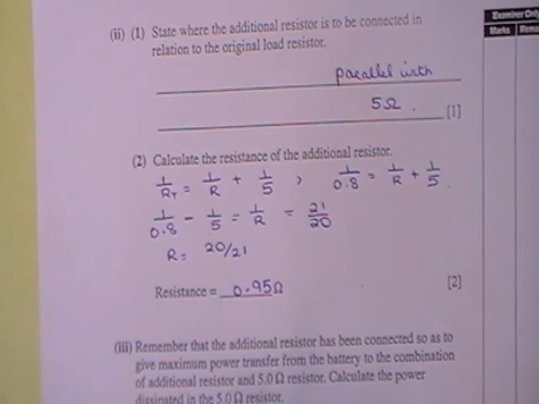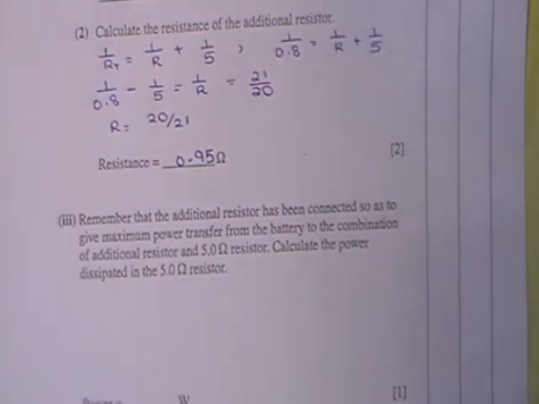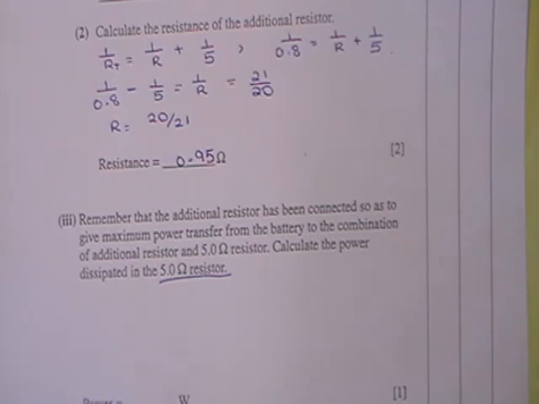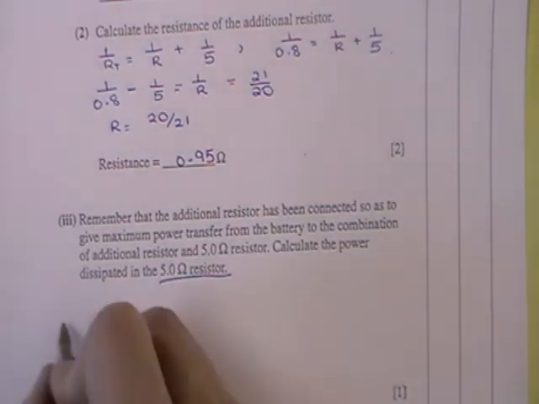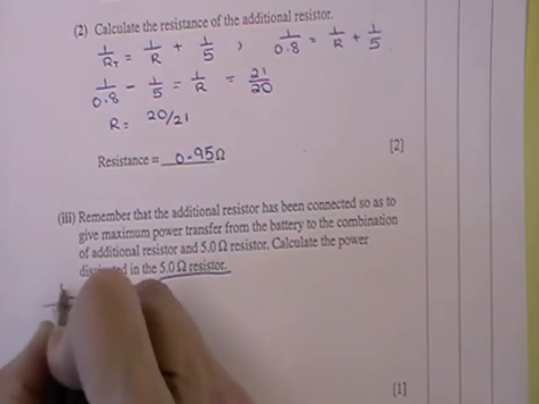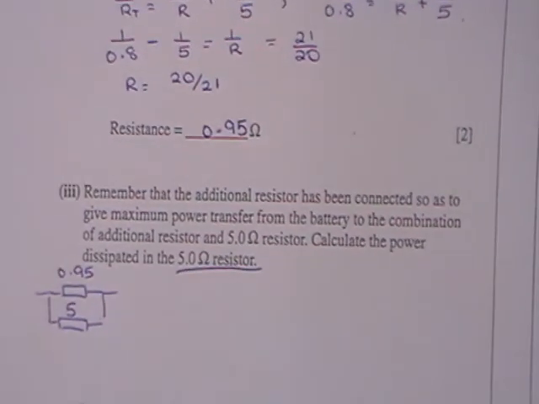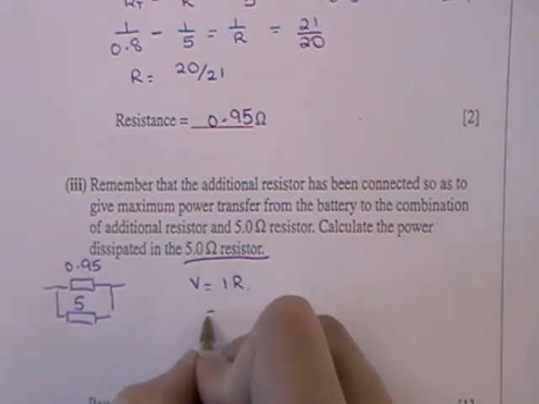Part 3, remember that the additional resistor has been connected so as to give maximum power transfer from the battery to the combination of the additional resistor and the 5 ohm resistor. Calculate the power dissipated in the 5 ohm resistor alone. So we just have to do a wee quick calculation to work out the voltage across the 5 ohm resistor. So what we now have is a 0.95 ohm resistor in parallel with a 5 ohm resistor.